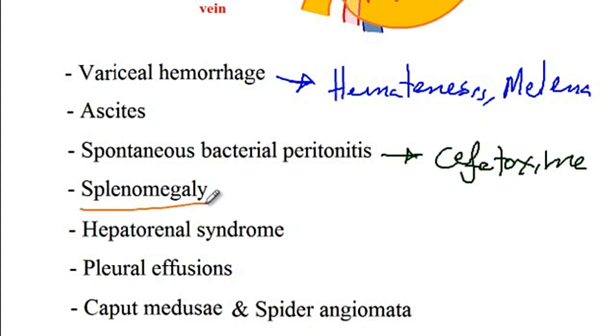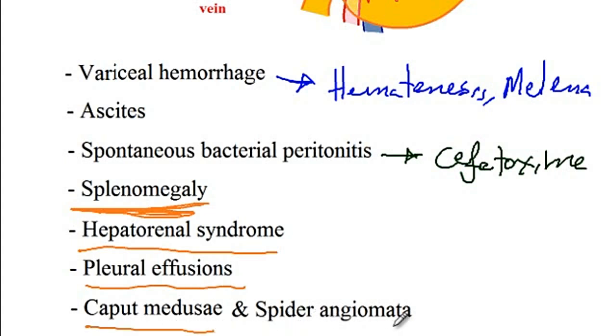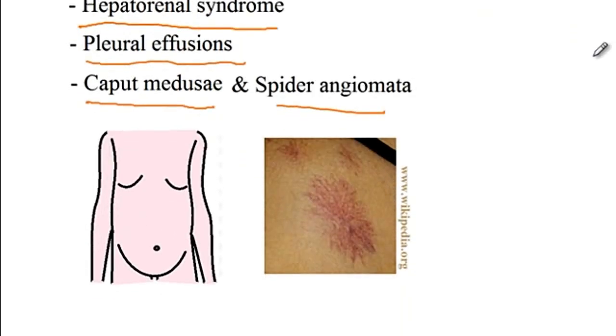Patients can also develop splenomegaly, since the splenic vein ends up in the portal vein. And so if there is a blockage of the portal vein, fluids will keep on accumulating in the spleen, as a consequence of which patients will develop splenomegaly. In addition, due to the hemodynamic changes that develop from the liver disease as well as cirrhosis, kidney function can be affected and lead to the hepatorenal syndrome. There could also be pleural effusion, and then finally caput medusa as well as spider angiomata are potential complications of portal hypertension. So let me show you images of caput medusa as well as the spider angiomata.